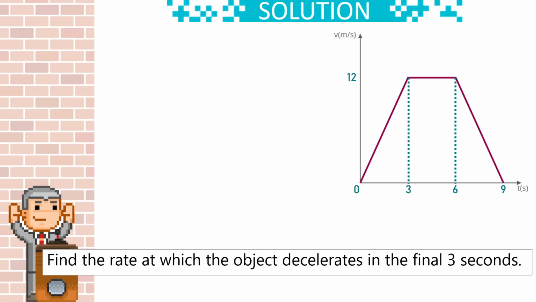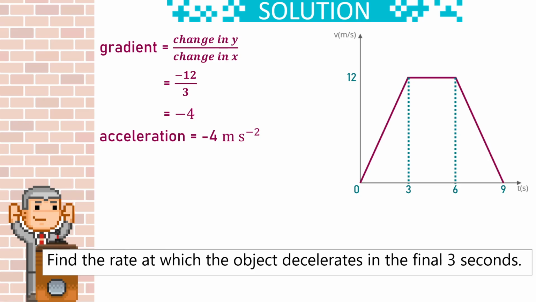On a velocity time graph, deceleration is found in the same way as acceleration with the gradient. The gradient for the final 3 seconds will be minus 12 over 3 because it's gone down 12 and the difference between 6 and 9 will be 3. So it's going to be minus 4. But we're asked for the deceleration. Deceleration is just the opposite of acceleration. So if the acceleration is minus 4 meters per second squared, deceleration will just be 4 meters per second squared.